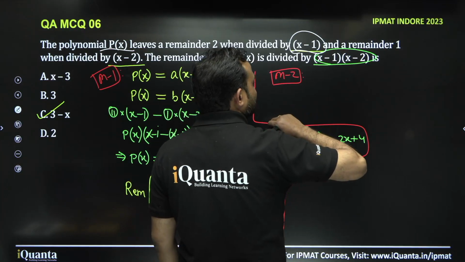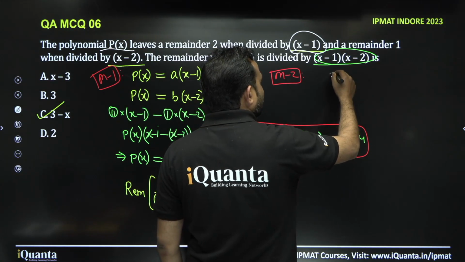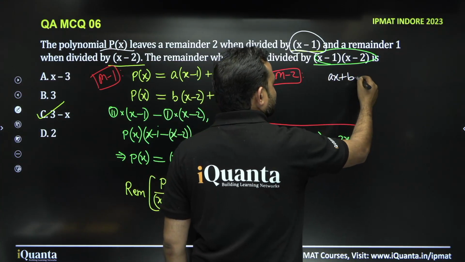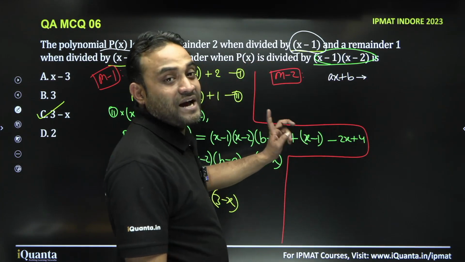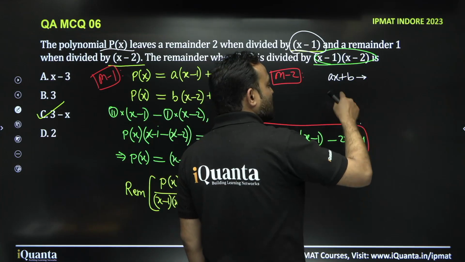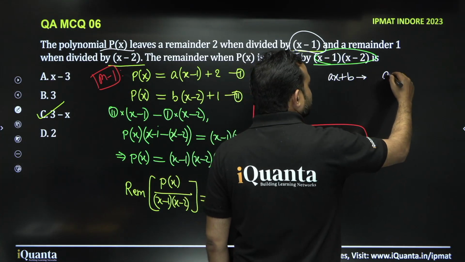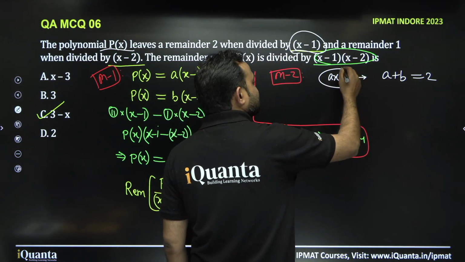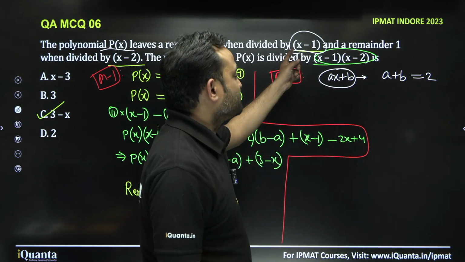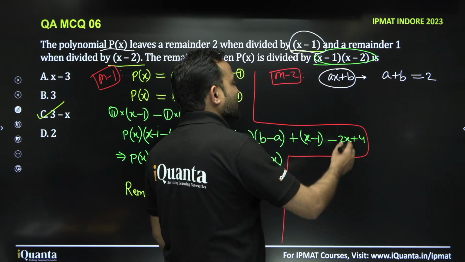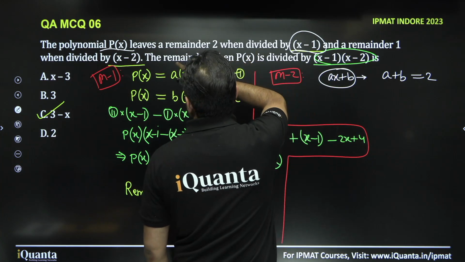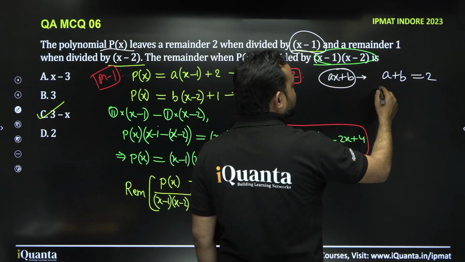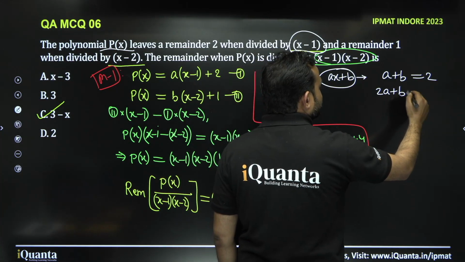So can we say that if our remainder is ax plus b, and I divide this by x minus 1, I put x is equal to 1. In that case a plus b should be equal to 2. When I am dividing this expression by x minus 1, my remainder is 2. Again, if I am dividing this expression by x minus 2, my remainder will be 2a plus b, which is equal to 1.